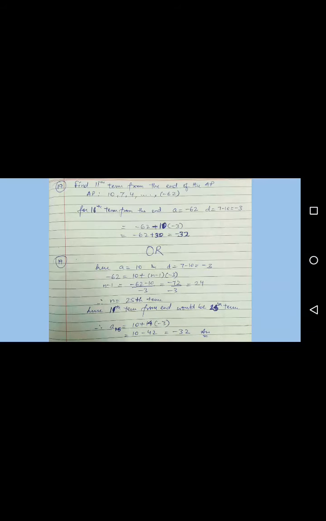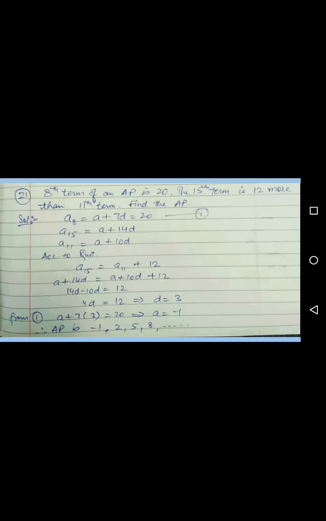That means minus 62 is nothing but the 24th term. Now we need to find the 11th term from the end. So if the last term is the 24th, the 11th term from the end would be the 15th term. So we can find out the 15th term. So 15th term is A plus n minus 1 into d. So our answer is again the same, which is minus 32. So both are different methods which you can adopt to solve.